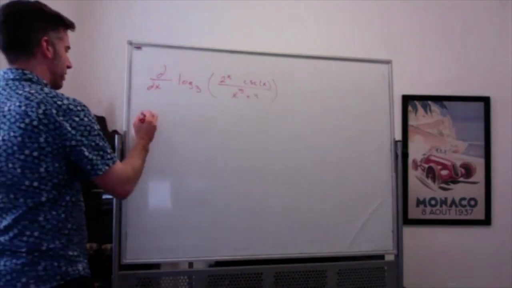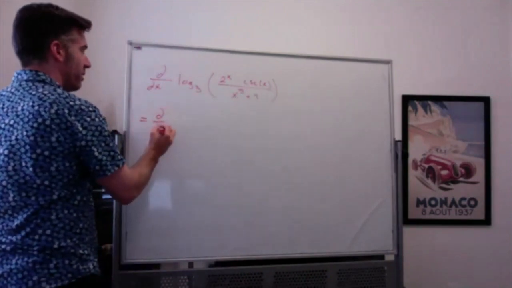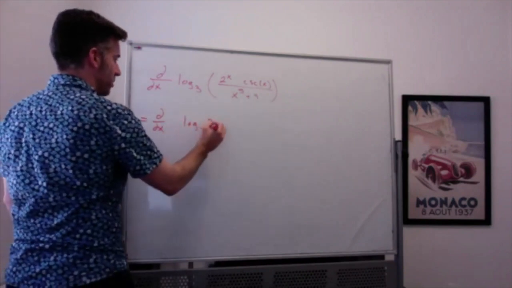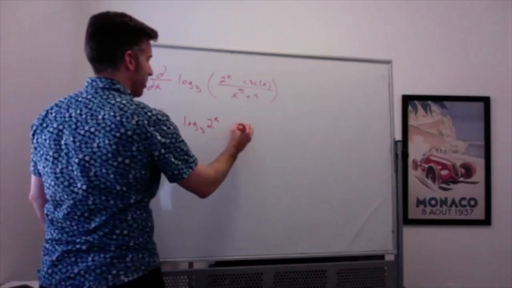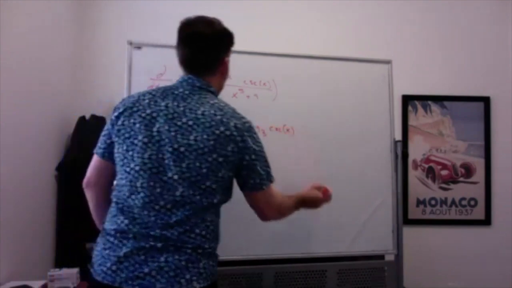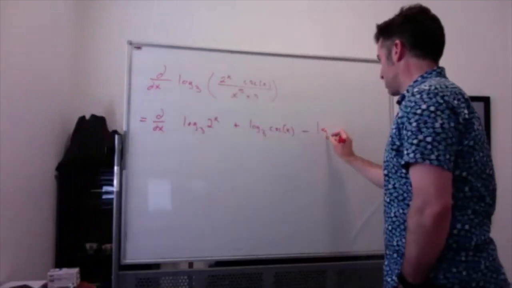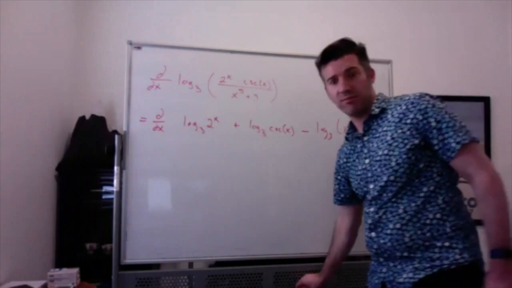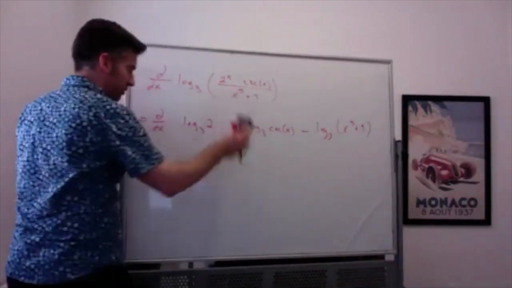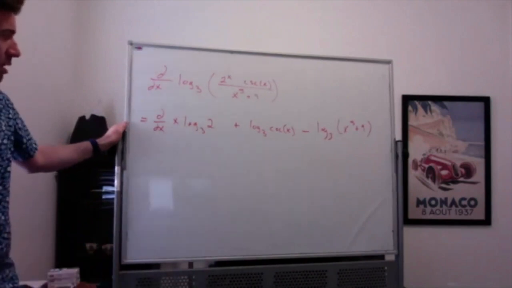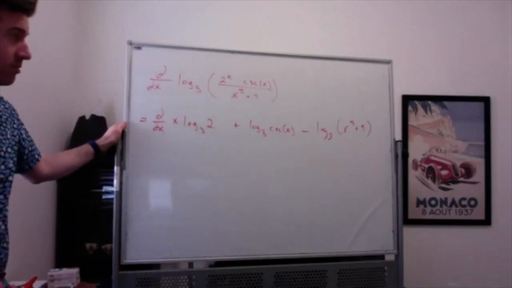So I would totally write this as the derivative of, I'm going to do it kind of fast, log base 3 of 2 to the x plus log base 3 of cosecant of x minus log base 3 of x to the 5th plus 9. And I would even bring down this x real fast. All right, I need parentheses around that though, right?